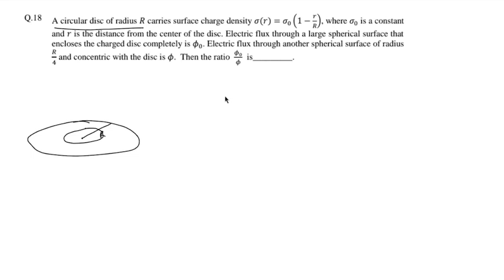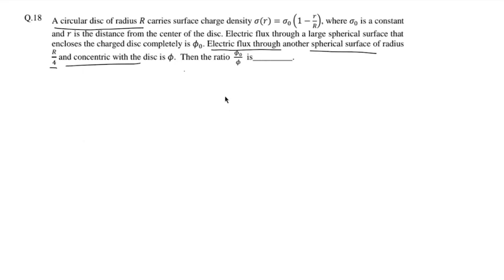Electric flux through a large spherical surface that encloses the charged disk completely is phi naught. Electric flux through another spherical surface of radius R by 4 and concentric with the disk is phi. Then the ratio of phi naught upon phi is.